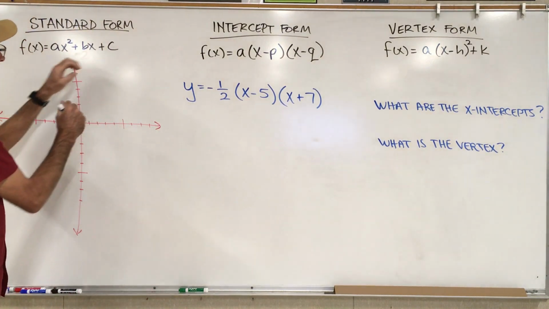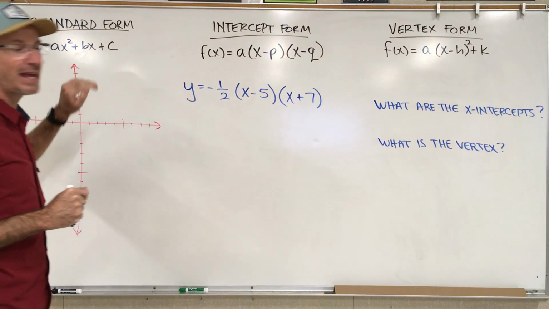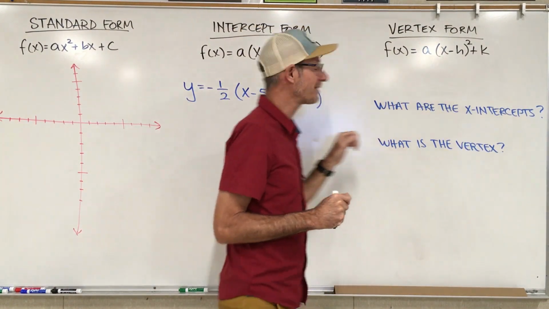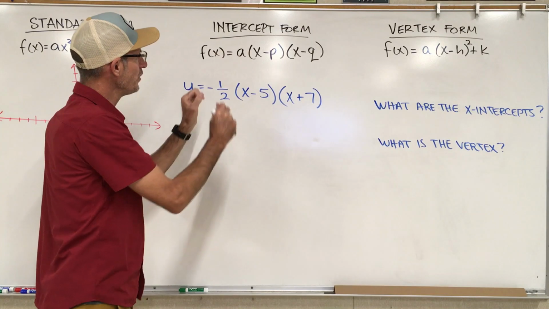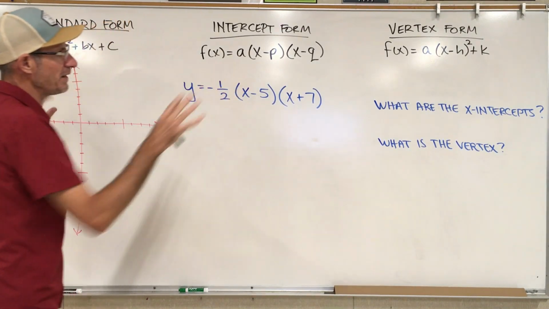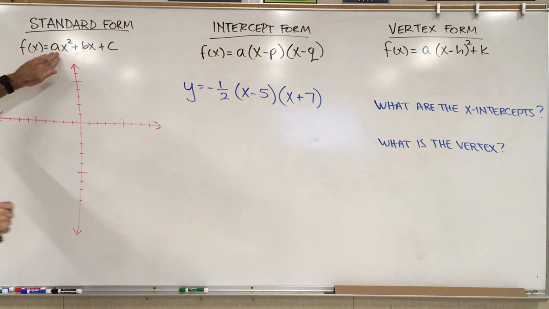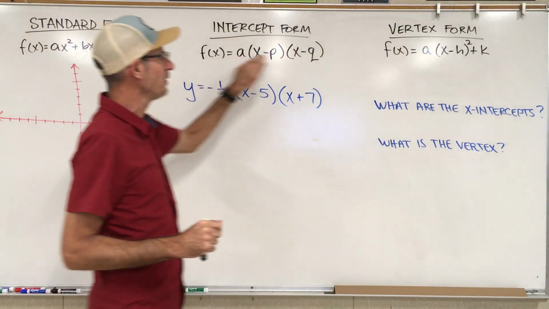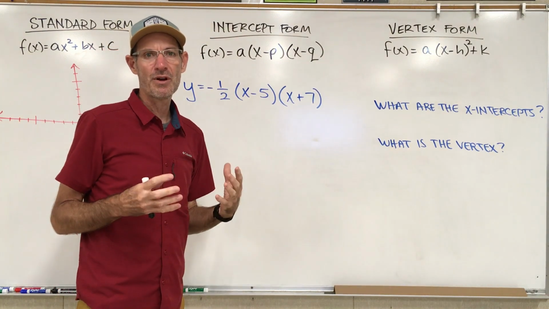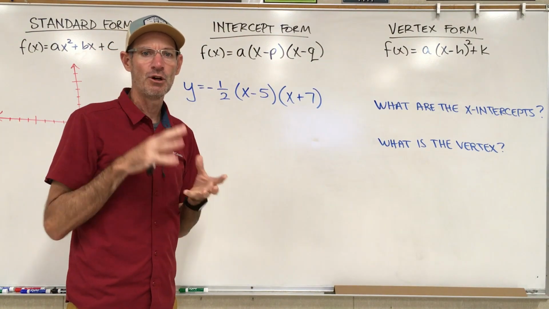In standard form, you can see the y-intercept at a glance. In vertex form, you can see the vertex at a glance. And in intercept form, you can see the x-intercepts at a glance. One thing that all three forms have in common is they all have an a value that tells you whether the parabola will open up or down and whether the parabola will have a vertical stretch or shrink.